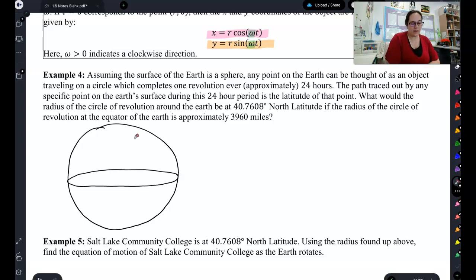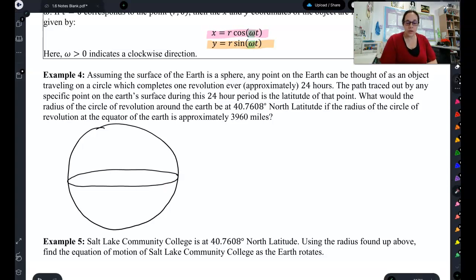So you'll notice if I'm up here near the poles, the circle I travel is a lot smaller. If I'm at the equator, the circle I'm traveling is a lot bigger. We're still traveling those circles in 24 hours, one day, but one circle is different than the other circle. One is bigger than the other.